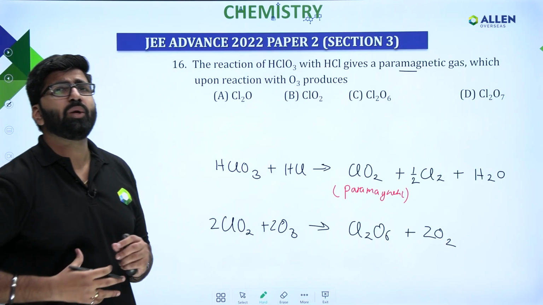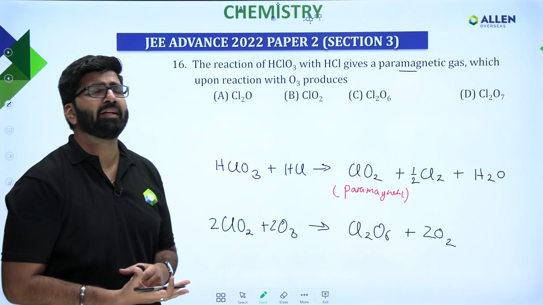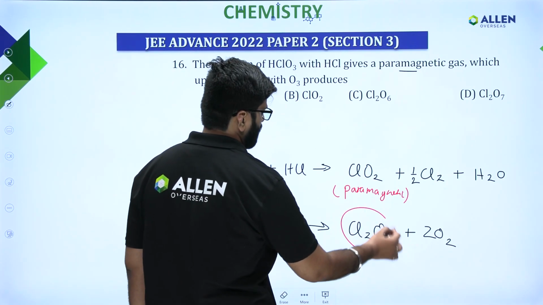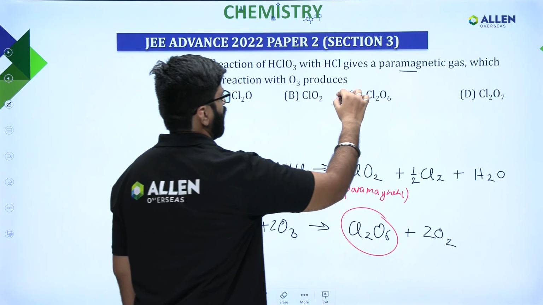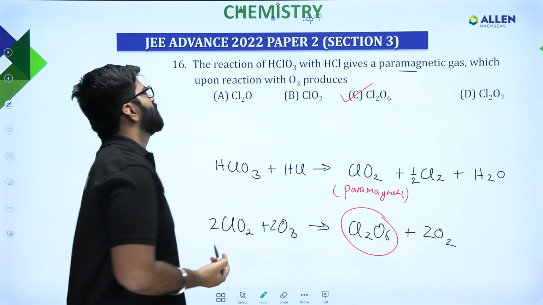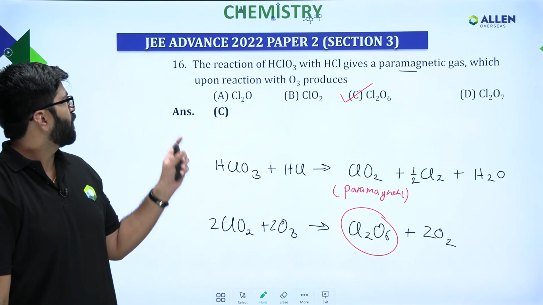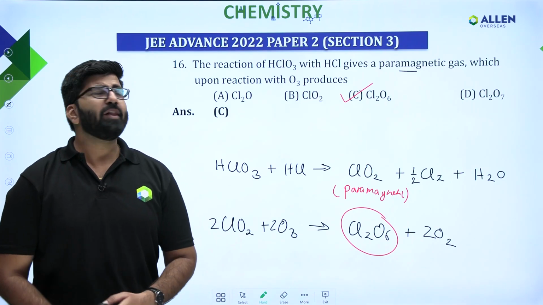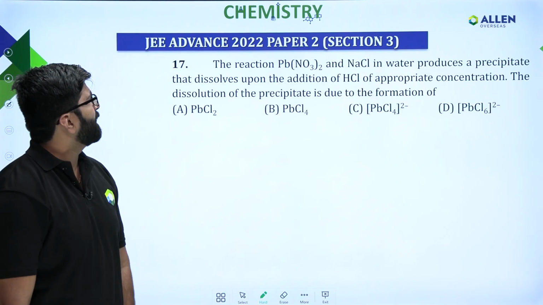So we have to just see what's the product over here which is forming in this case. So just see what's the option. Cl2O6. Your option C is correct in question number 16. So the correct answer for your question number 16 is your option C. So now let's see the next question, which is your question number 17.